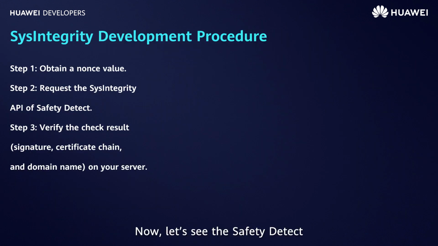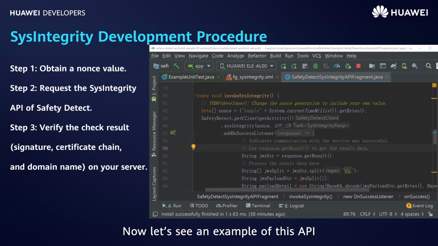Now let's see the Safety Detect development in action. In this chapter, we will complete the 4 types of APIs mentioned in the demo. The SysIntegrity API. There are several steps in the process. Let's go through these steps one by one. Now let's see an example of this API.